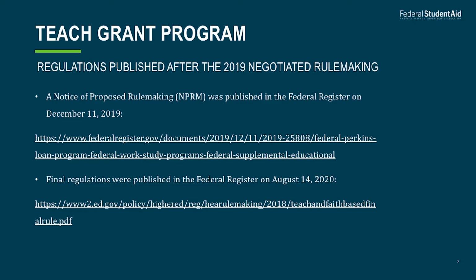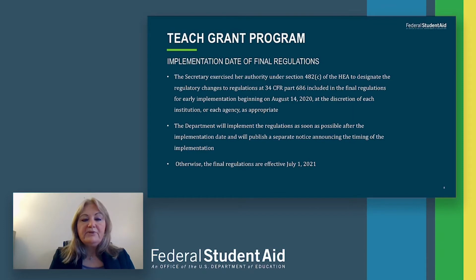The negotiations, the notice of proposed rulemaking, and final regulations are intended to address these concerns. This slide provides links to regulations published after the 2019 negotiated rulemaking. A notice of proposed rulemaking was published in December of 2019, followed by final regulations published in the Federal Register on August 14 of 2020. Let's talk about the implementation date of the final regulations.